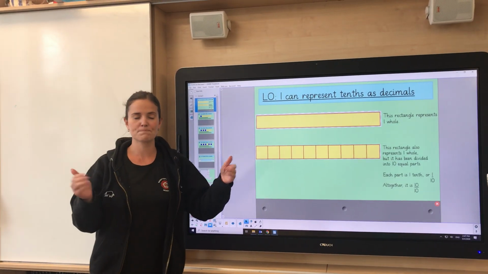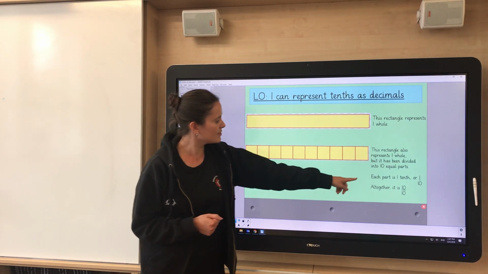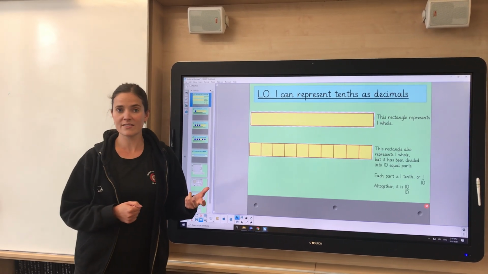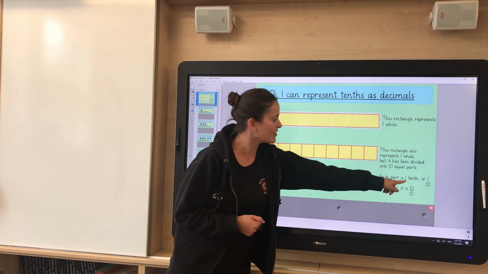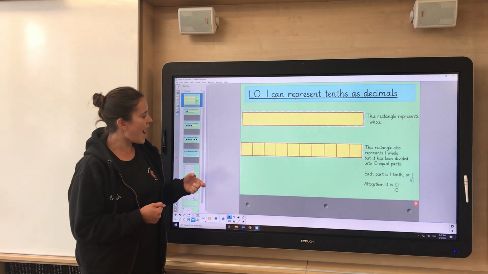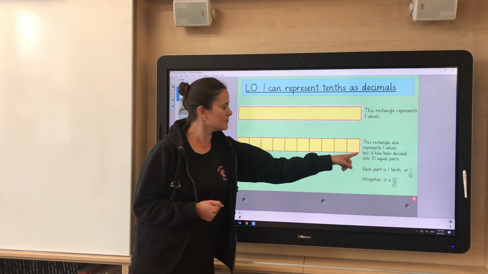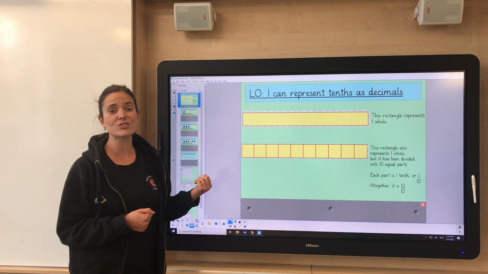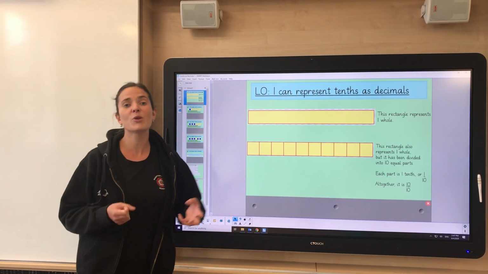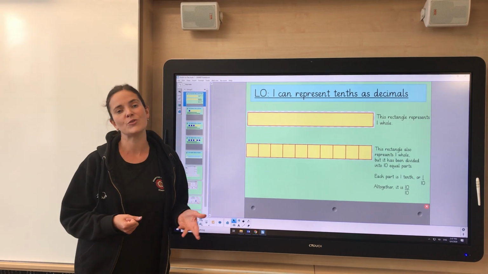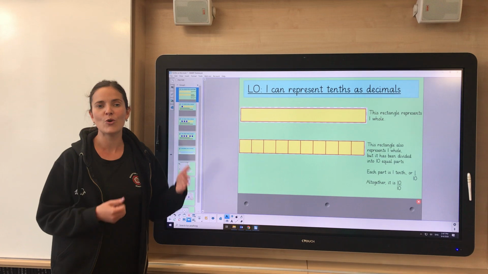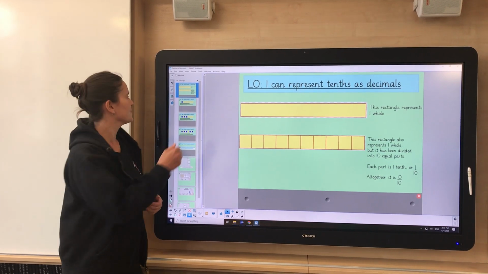of the whole. And I've got down here, each individual part we say is 1/10, which hopefully you recognise that vocabulary and that fraction from last week. And altogether, the one whole we can also say is 10/10. And again, hopefully that is familiar to you from last week, and you're going to need that information for what we're going to do next.